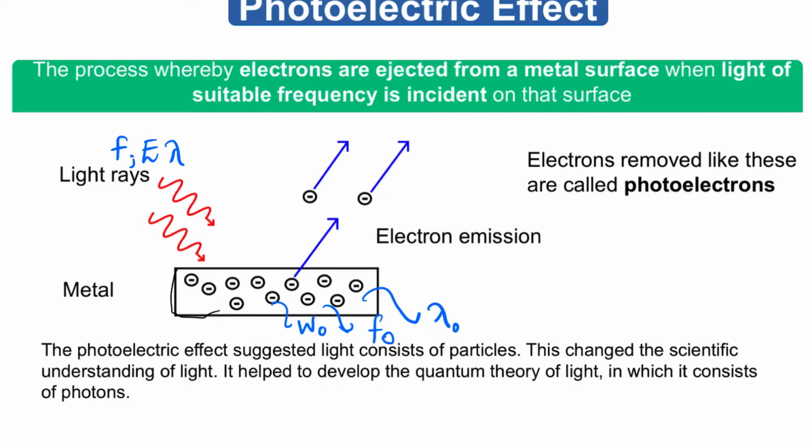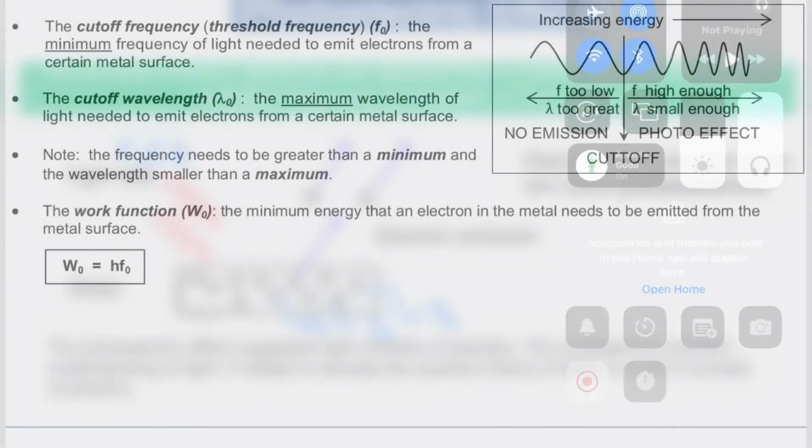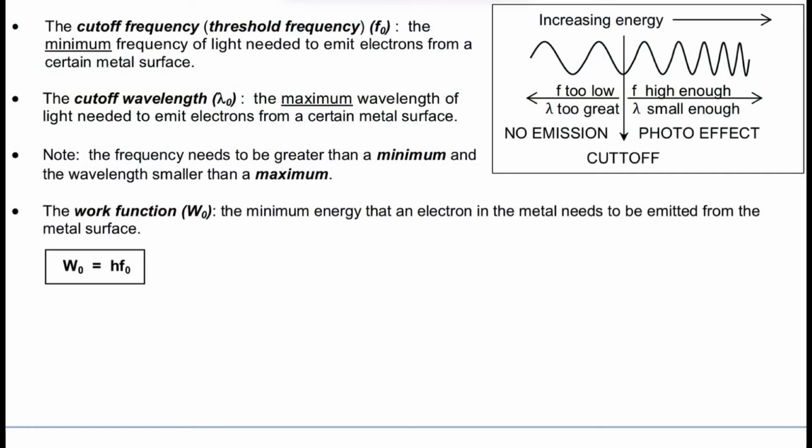Now you must be able to define what a work function is, what a threshold frequency is, what a threshold wavelength is. The photoelectric effect suggests that light consists of particles. So it provides evidence that light is a particle. And this changed the scientific understanding of light. It helped to develop the quantum theory of light, which consists of photons. Let's define the terminology that I've spoken about.